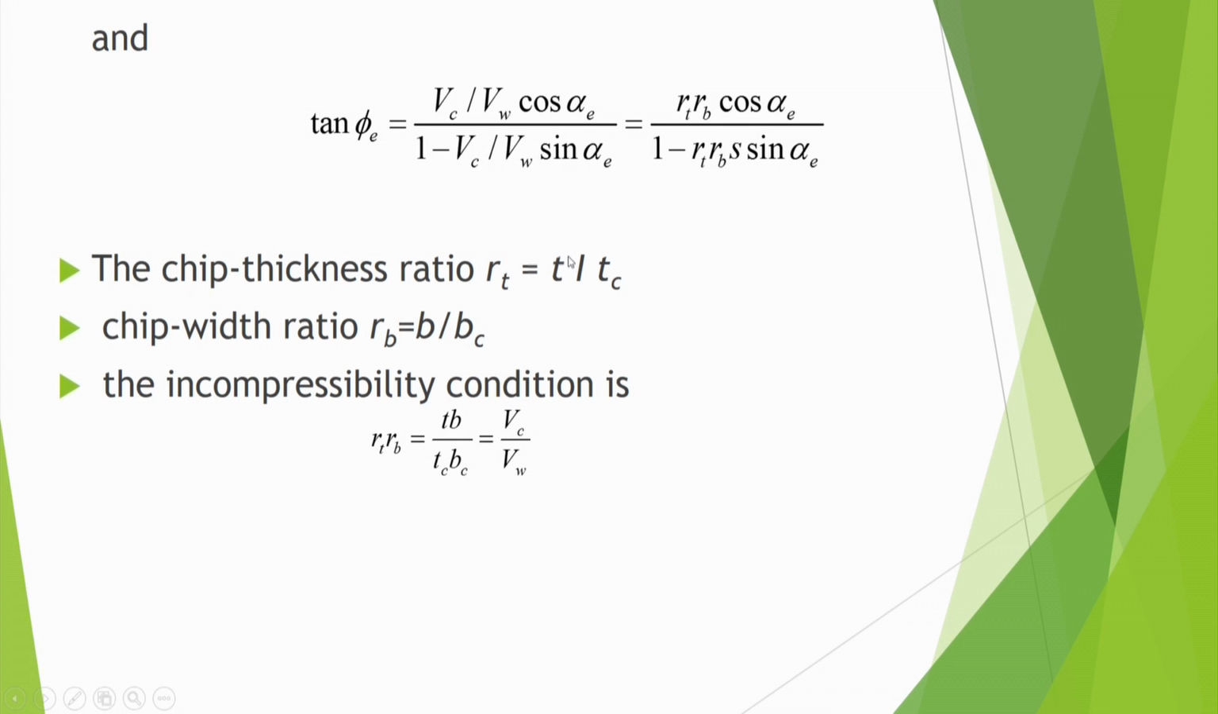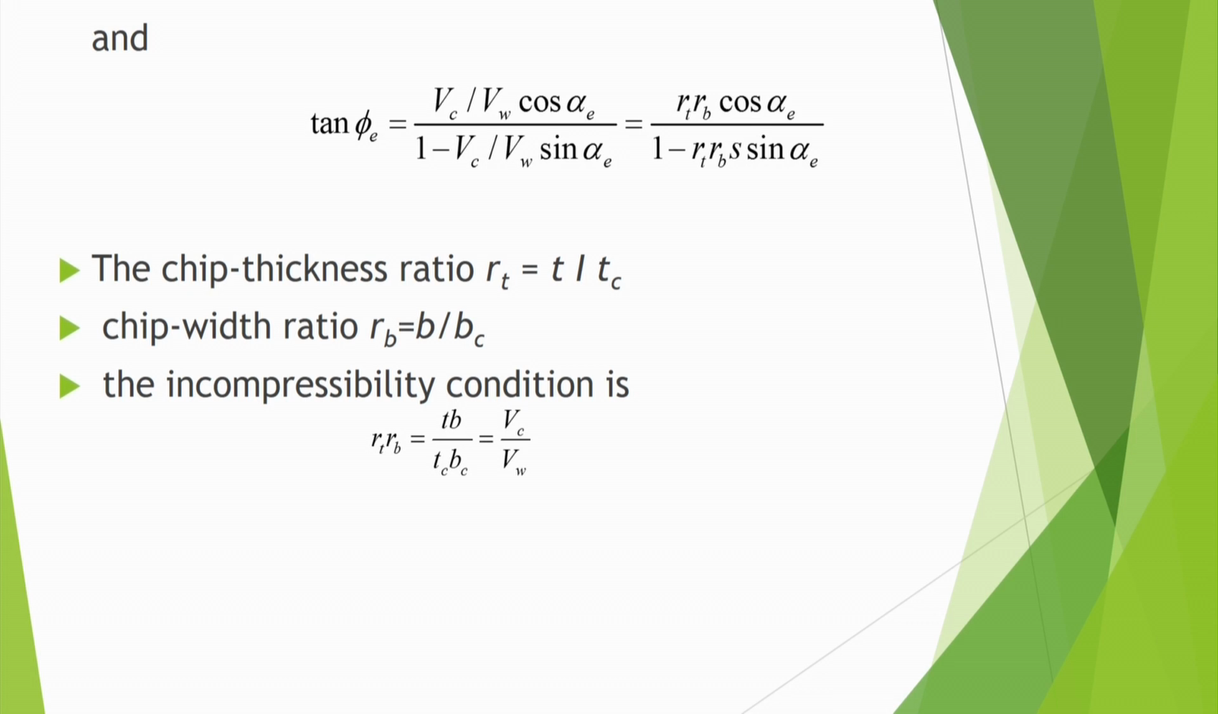What is Rt by Rb? Rt is the chip thickness ratio, so Rt is equal to t divided by tc, and the chip width ratio is Rb, which is b divided by bc. Usually in orthogonal cutting, in Merchant's analysis, you assume that b was equal to bc, so Rb was always 1. But in general, you may have some change in width also.